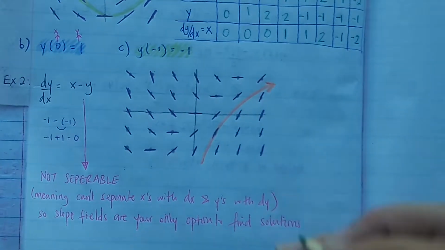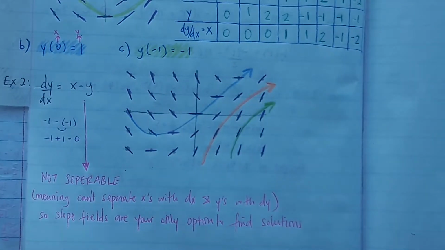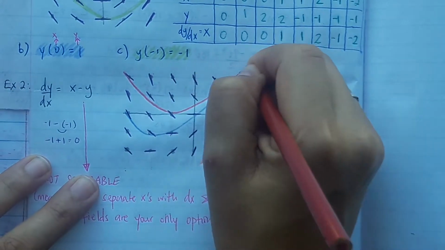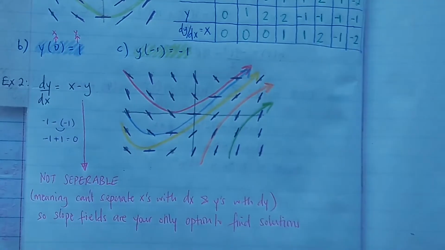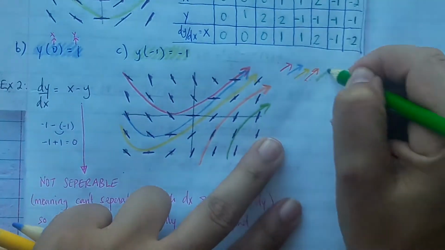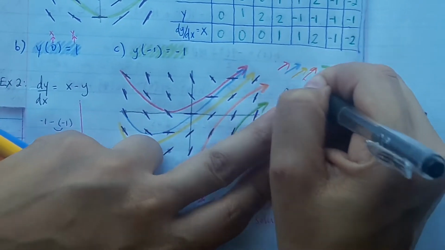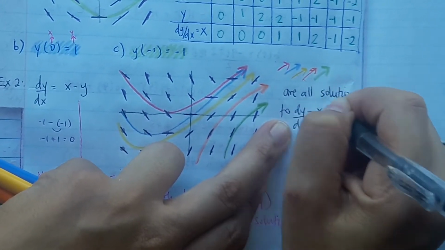Now you go with the wave, so I'm going to pick a point and just go with the wave, and you can see that this is pretty much what it does. Just picking different points. So these are all solutions. I'm just picking different points and going with the wave. And you can see that there's an asymptote there. It never really touches. So all of these arrows are all solutions to dy/dx equals x minus y.